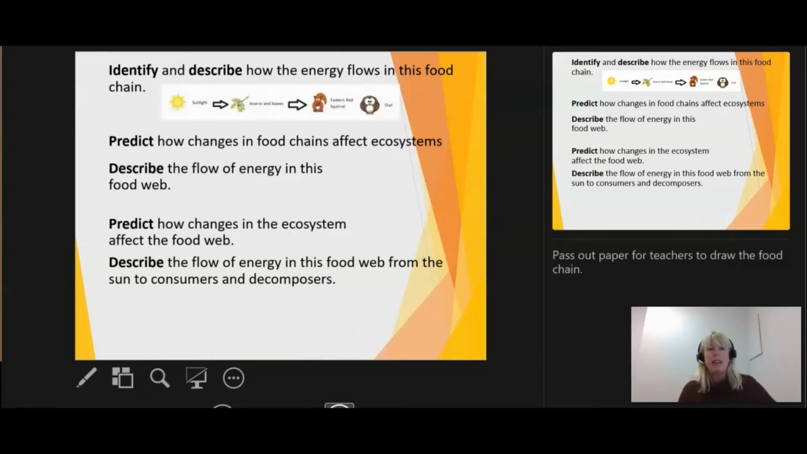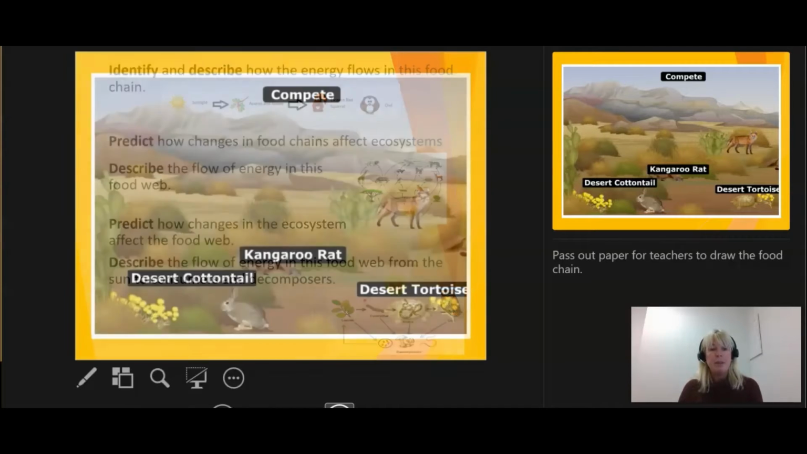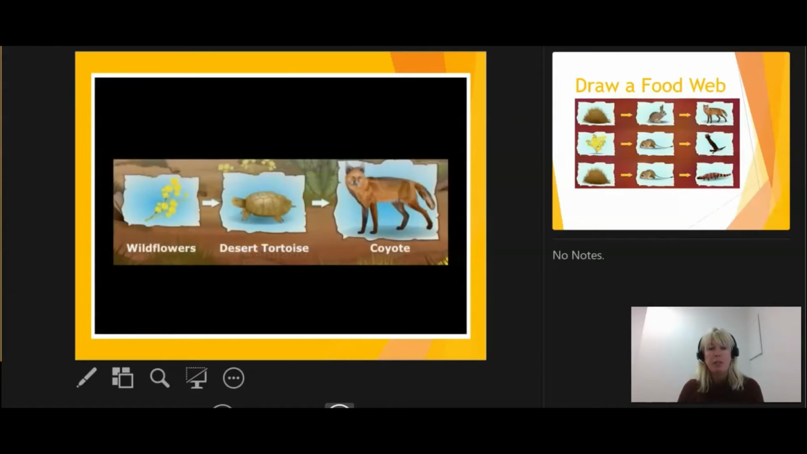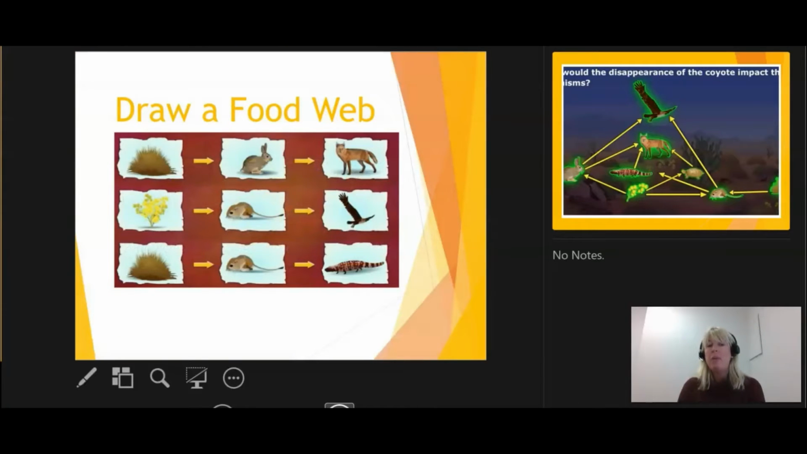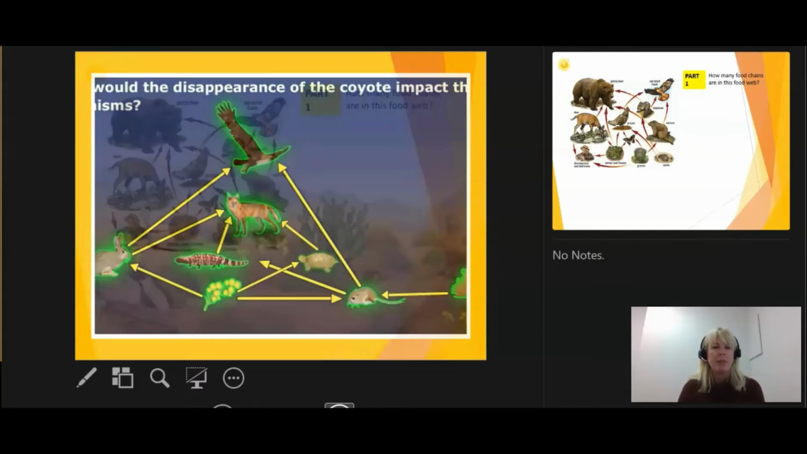So as we wrap up with life science, I've added some key things for you to focus on, making sure that you identify and describe energy flowing through food chains and webs, using some high-level pictures from EduSmart. How would I interact with this easy food web? I would simply put an X on one of these organisms, and I would say, how is this food web impacted? And before you do the food web, you give them 3 food chains. They have to create the food web, and then you can ask that high-level question. What would happen at the disappearance of the coyote, and how would it impact these organisms?